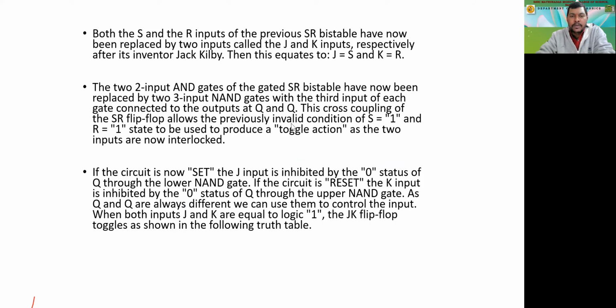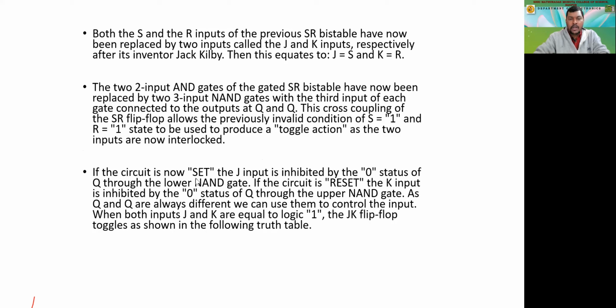So this cross coupling of the SR flip-flop allows the previously invalid condition of S equal to 1 and R equal to 1 state to be used to produce a toggle action as the two inputs are now interlocked. Now toggle situation jo hai, toggle matlab ek input aane ke pehle hi output switch hona, that is called as toggle. So we will talk on that. It's a very huge topic on that. So main bataata hoon aapko what is a toggle condition.